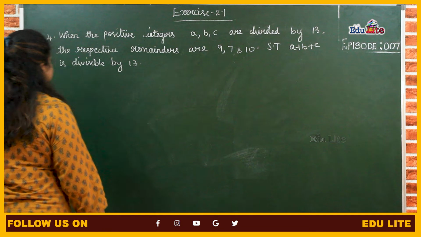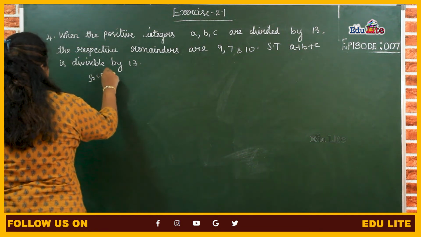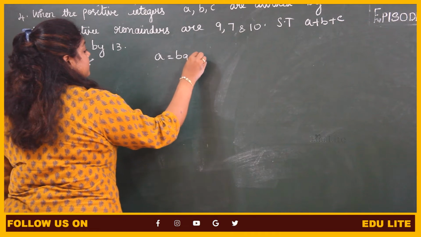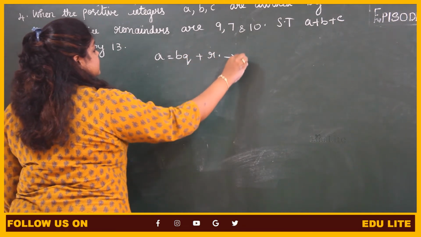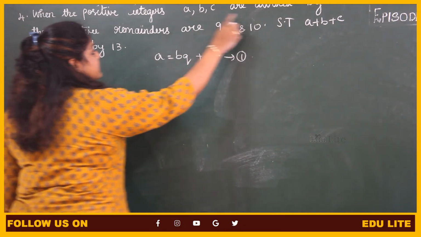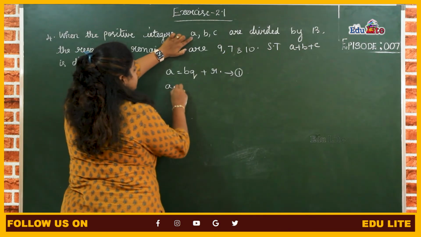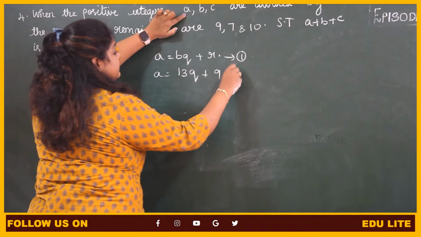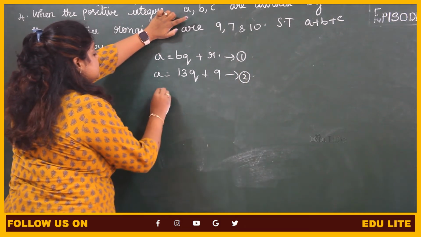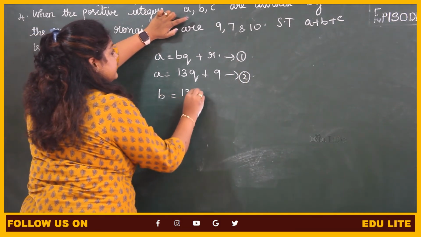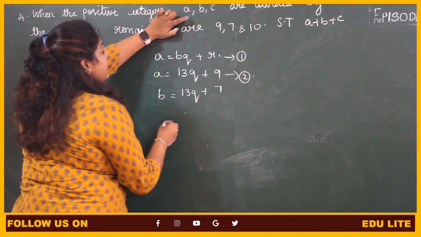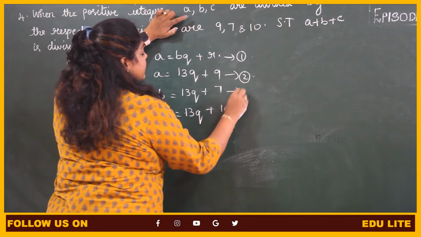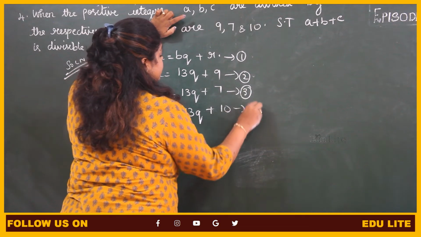Let us do this. First, Euclid's division lemma: a equals bq plus r. I will consider this as equation 1. First, a is divided by 13: a is the dividend, 13 is the divisor, q is the quotient, and the remainder is 9. This I will consider as equation 2. Next, b is the dividend, 13 is the divisor, and it leaves the remainder 7. Next, c is the dividend, 13 is the divisor, and it leaves the remainder 10. I will consider these as equation 3 and equation 4.